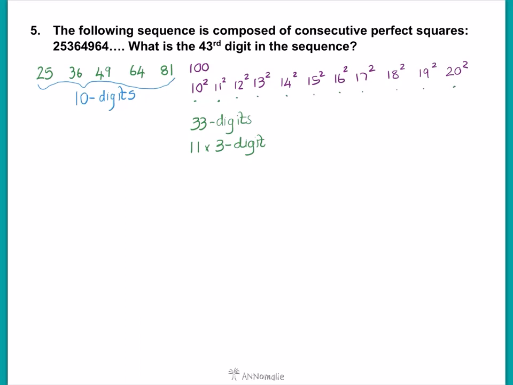So at the end of the 11th 3-digit square number, we will have an extra 33 digits. So we need that 11th 3-digit square number, which is 20 squared, resulting in 20 times by 20, which is 400. So the 43rd digit will therefore be a 0. The 43rd digit will be a 0.